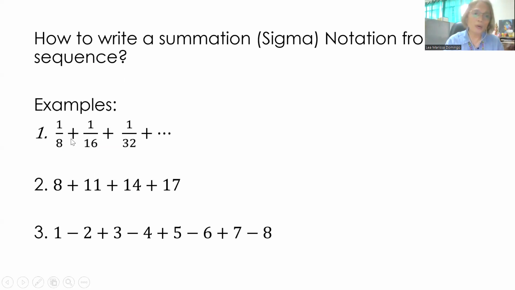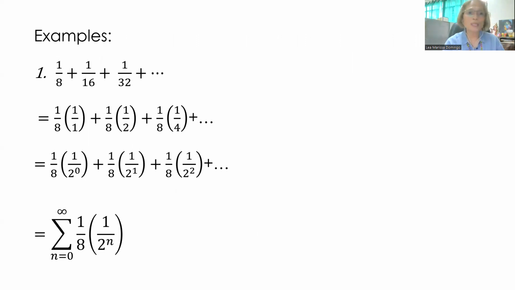So for example, we have 1 over 8 plus 1 over 16 plus 1 over 32 plus... So this is an infinite sequence. Okay? Ito naman ay finite. So we have 8 plus 11 plus 14 plus 17. Then we have 1 minus 2 plus 3 minus 4 plus 5 minus 6 plus 7 minus 8. So paano yan gagawing sigma notation? Okay? So pag-usapan natin yung number 1.